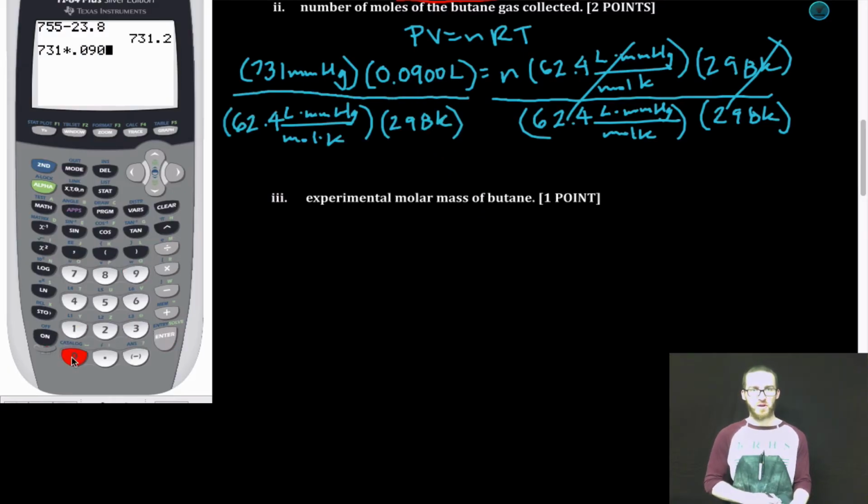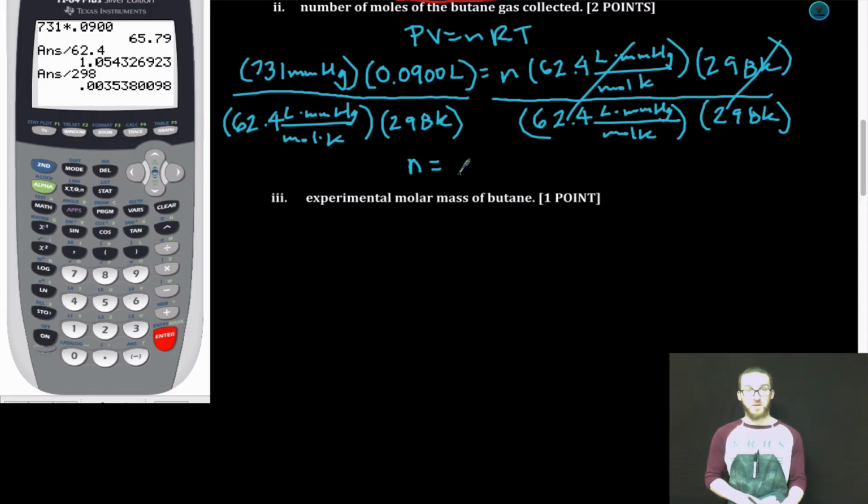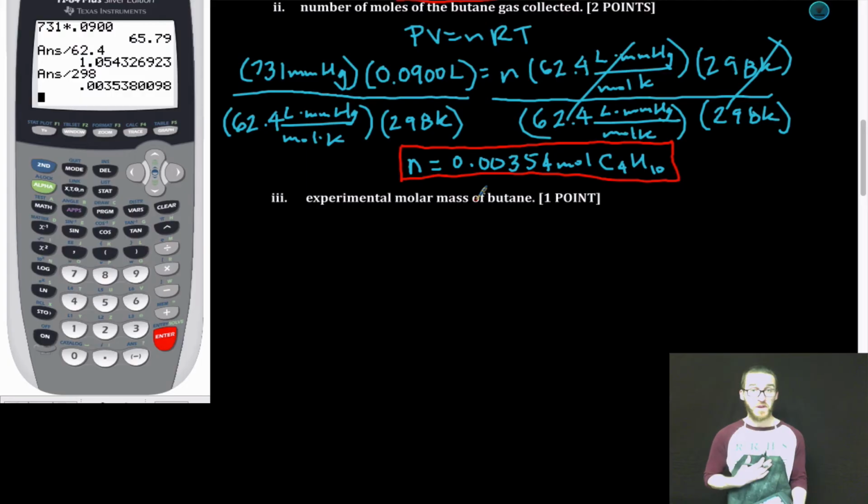731 times 0.0900. Answer. Divided by 62.4. Answer. Divided by 298. Answer. N equals, to 3 sig figs, 0.00354 moles butane. Boom. Fun thing I like to do, make sure my units cancel out. Millimeters mercury cancel millimeters mercury. Kelvin cancel Kelvin. Liters cancel liters. Only thing that's left is moles.